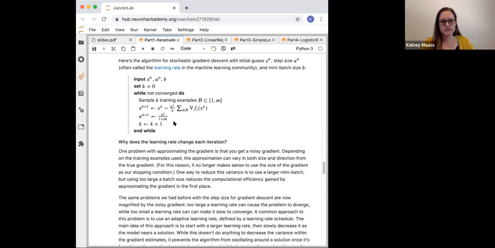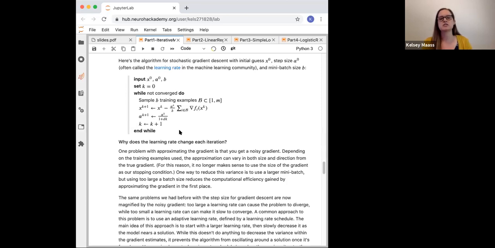One reason for this is that because we're approximating the gradient, our approximations can be noisy. So we introduce a lot of variance. One way of decreasing this variance is to increase the mini batch size. But if it gets too big, you lose the benefits of approximating the gradient in the first place in terms of efficiency. So another thing we can do is slowly decrease the step size or the learning rate using a learning rate schedule.